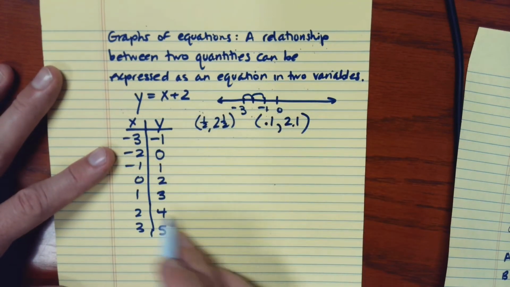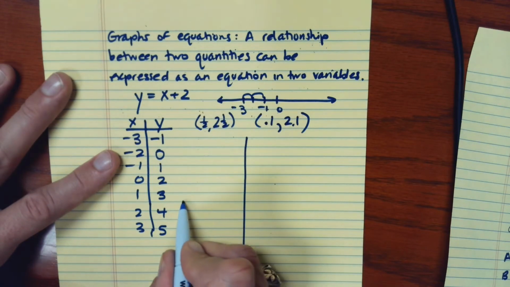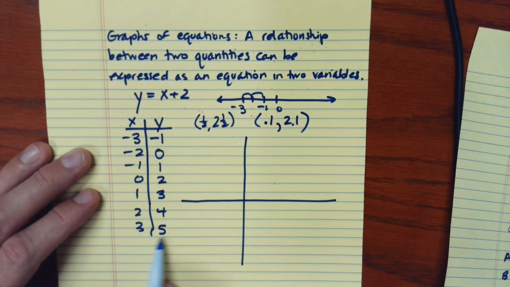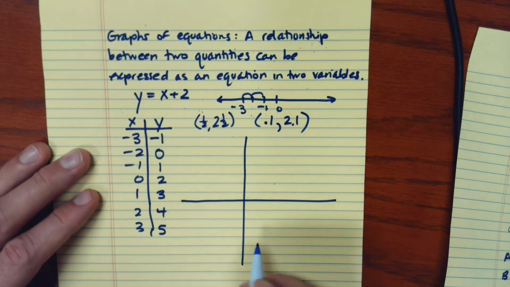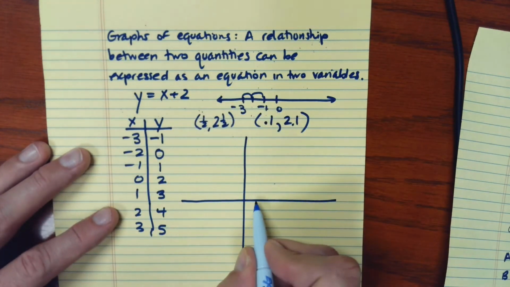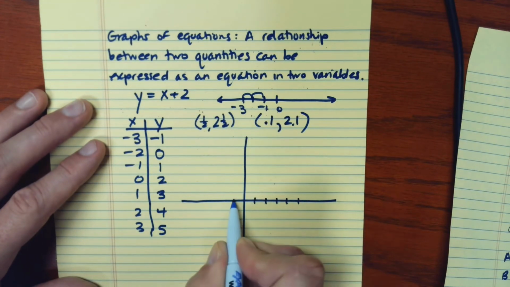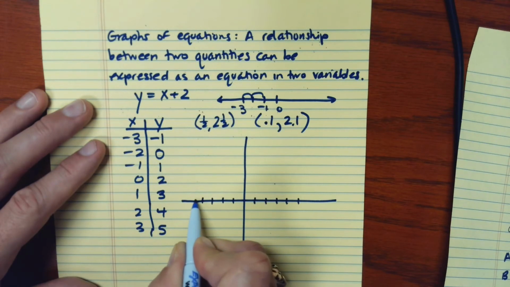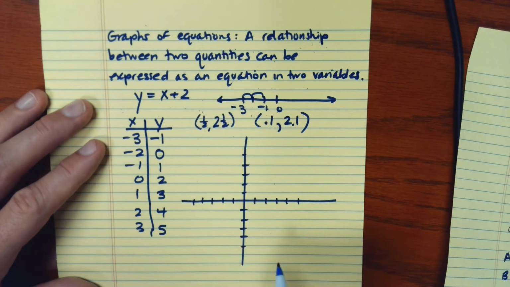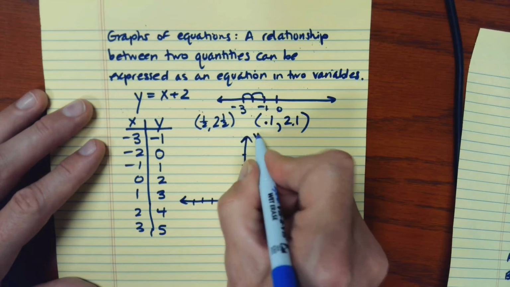If I want to define the entire relationship, a convenient way to do that is to look at the graph of the equation. I can use this table that I've created to plot ordered pairs and get a sketch of the entire graph. Let me add some markers here: 1, 2, 3, 4, 5 on each axis, and negative 1, negative 2, negative 3, negative 4, negative 5. These go on and on forever. This is my x-axis. This is my y-axis.